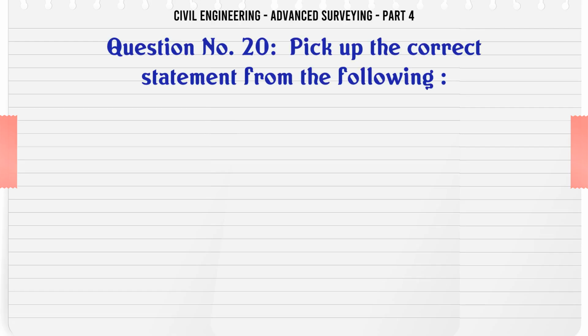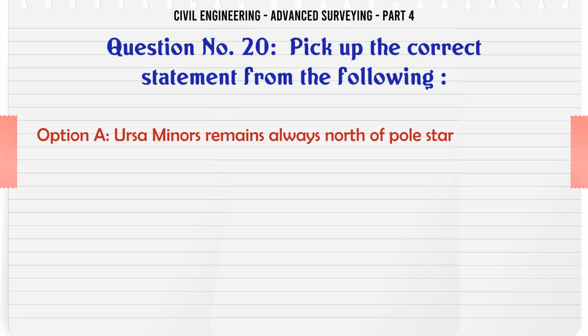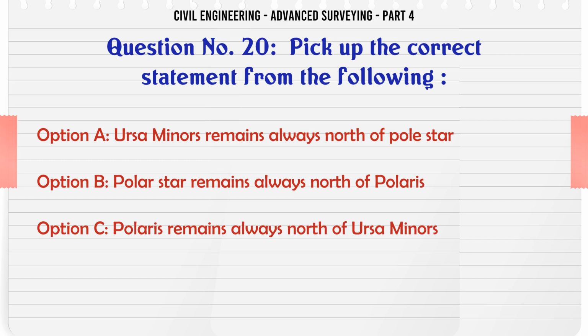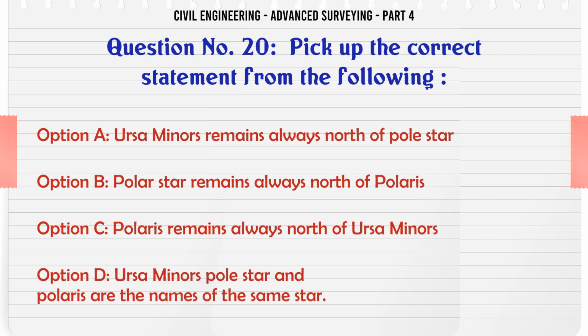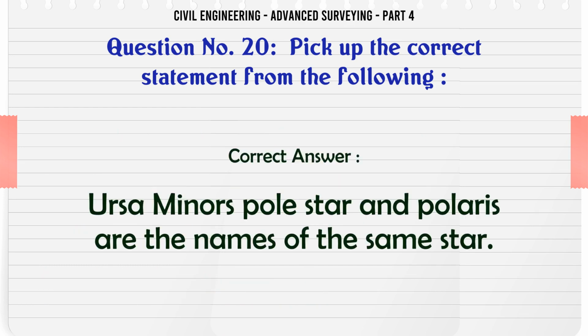Pick up the correct statement from the following. A. Ursa Minor remains always north of pole star. B. Polar star remains always north of Polaris. C. Polaris remains always north of Ursa Minor. D. Ursa Minor, pole star and Polaris are the names of the same star. The correct answer is Ursa Minor, pole star and Polaris are the names of the same star.